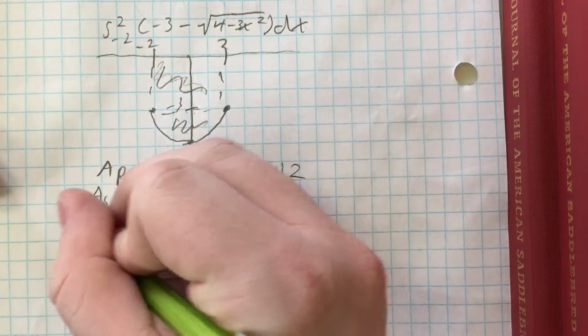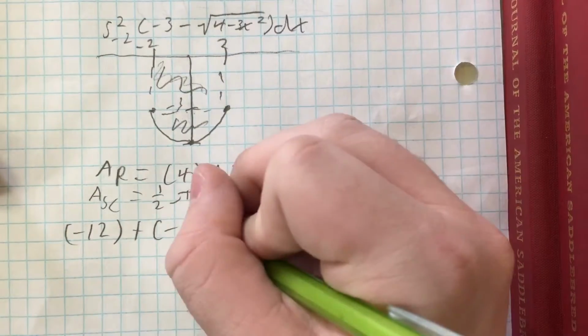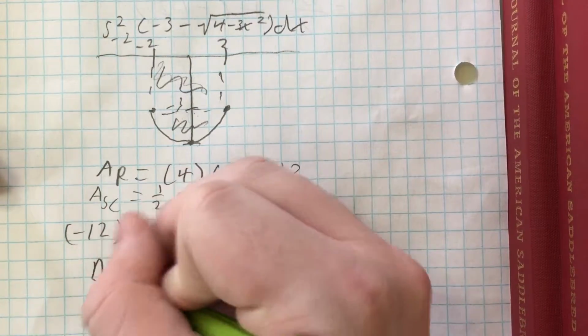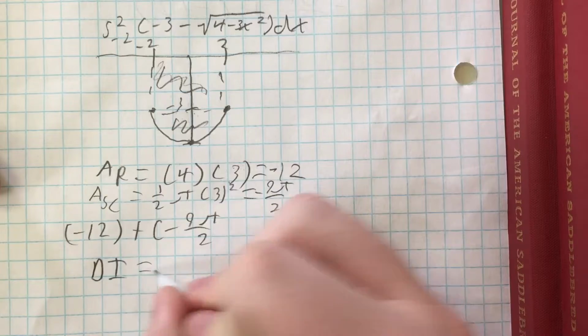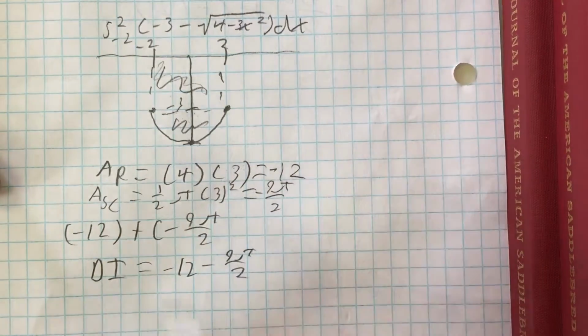Now we're going to add these two, so -12 plus -9 pi over 2, and that's going to get us, our definite integral is going to equal -12 minus 9 pi over 2, and that's going to be the net.